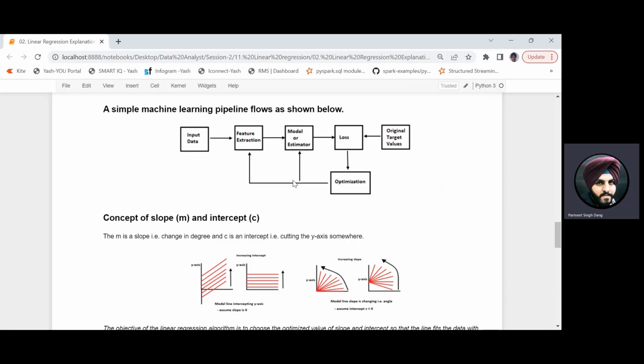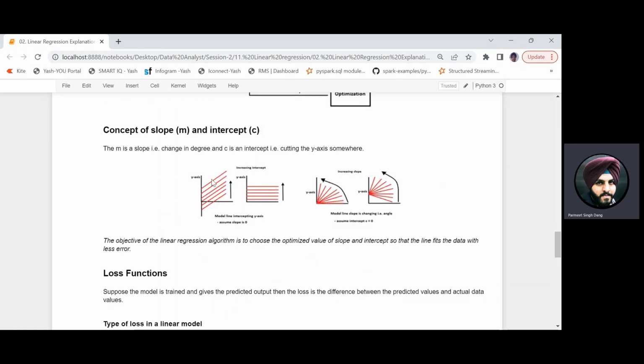Okay. Now, we will try to learn the concept of the slope and the intercept. Here M is the slope and C is the intercept. If you look at this figure, the intercept is nothing but the cut on the y-axis. Where this line is cutting on the y-axis, that is known as the intercept. And slope is nothing but the angle between the line and the x-axis. So here we have an increasing slope.